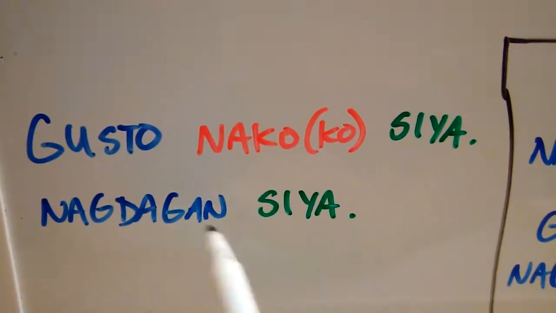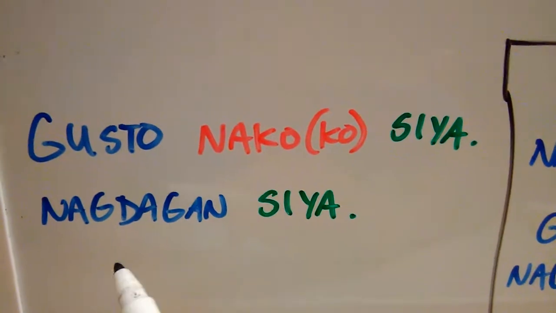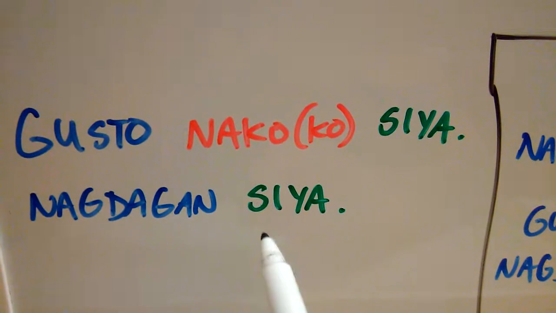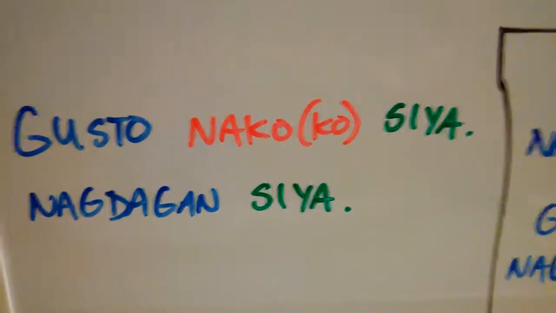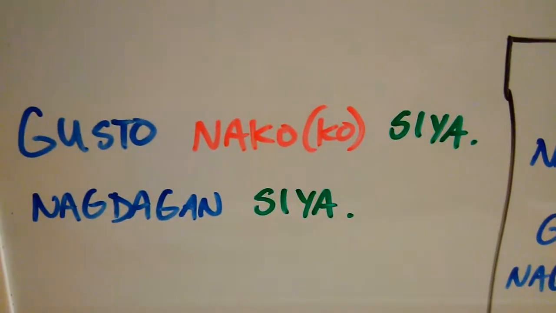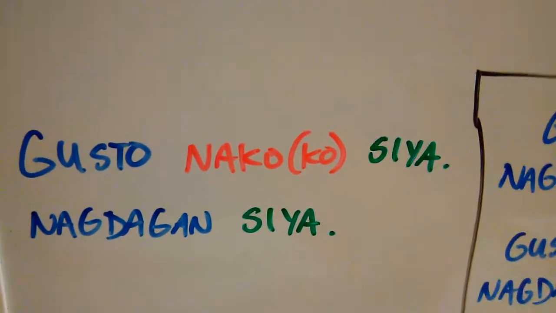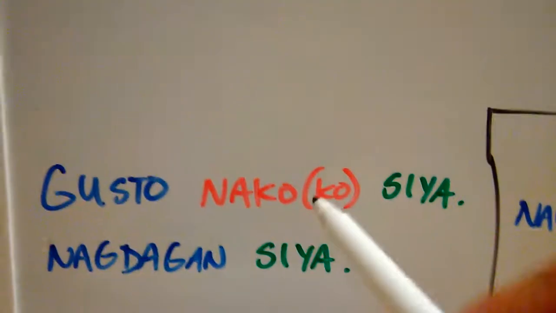And again, this is just an intransitive verb, nagdagan siya. You have to have this in an absolutive. It doesn't make sense to have it with an ergative. And I'll show you in the next example why. It's going to be really weird, but it can make sense. And again, you can see how the alignment is, right?